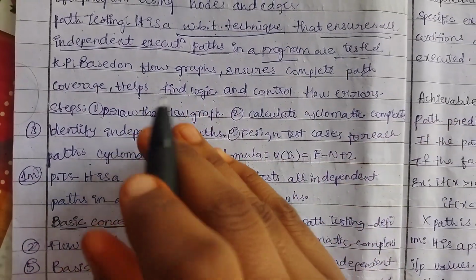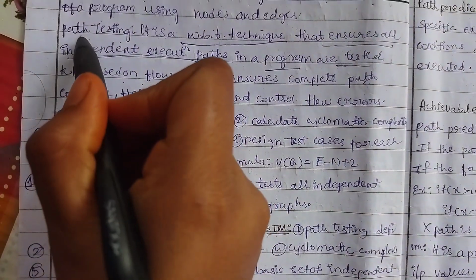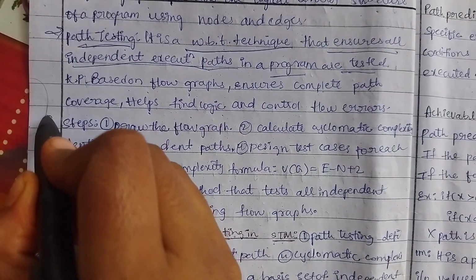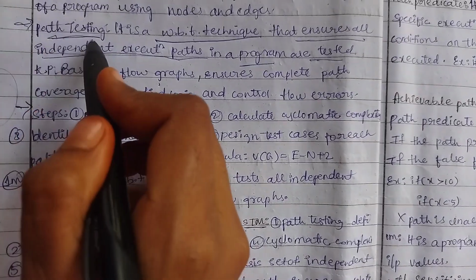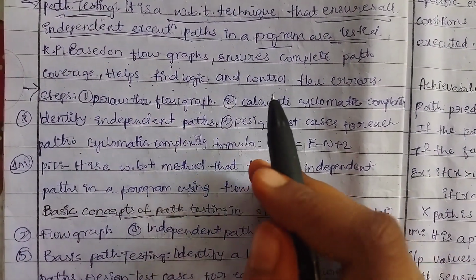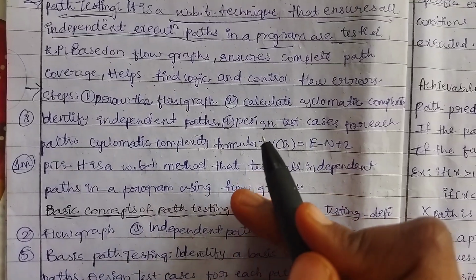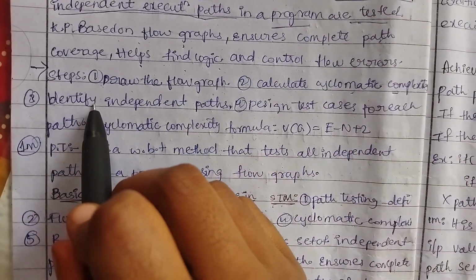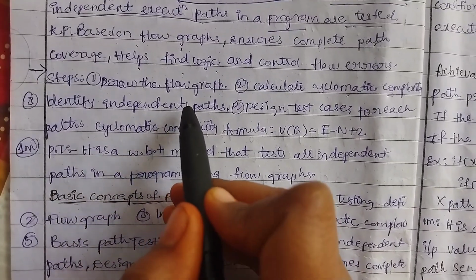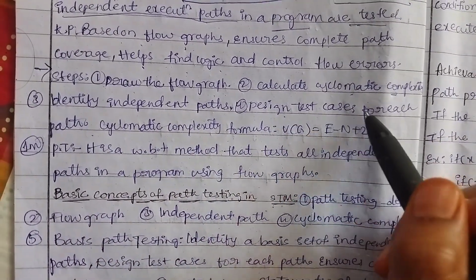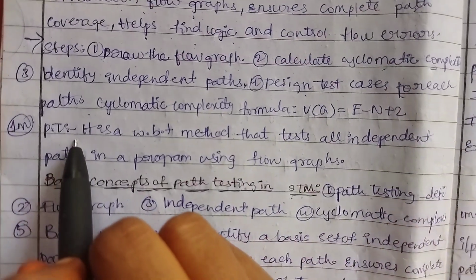We will use some steps in the path testing concept. According to these steps, we will perform the path testing. Draw the flow graph. First we will go for drawing the flow graph. Then we will calculate cyclomatic complexity. Then we will identify the independent paths of the flow graph. Then we will go for designing the test cases for each path.